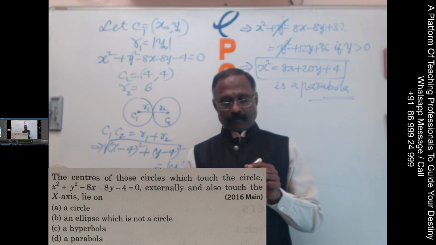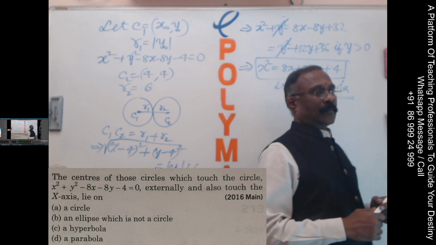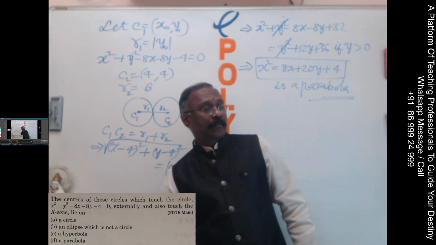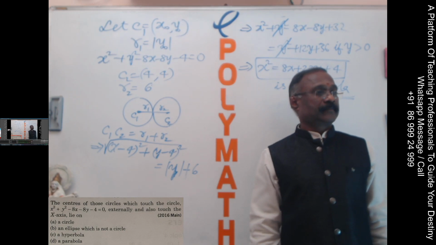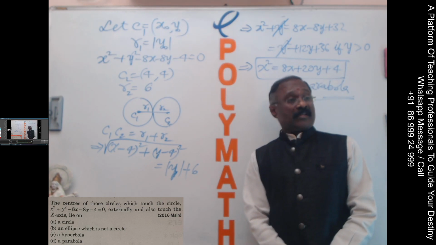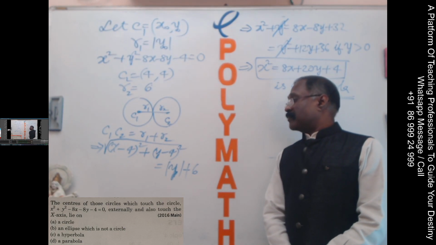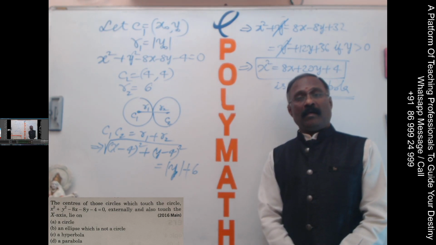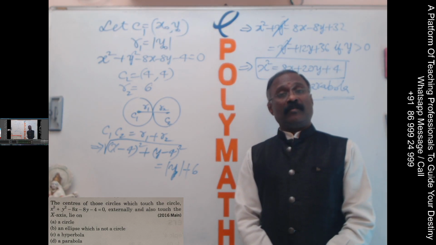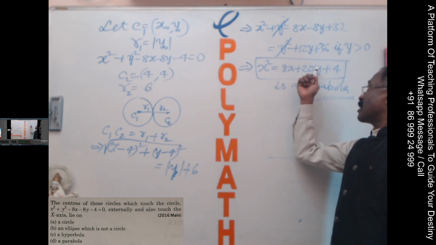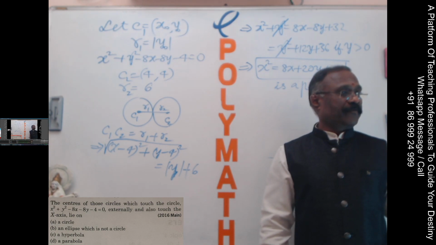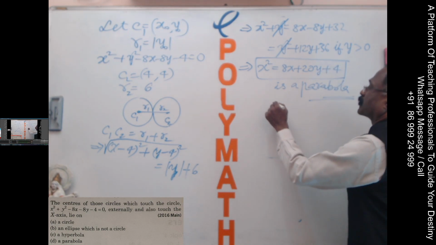Just check the method. It is very much similar to the previous question only. I'm sorry, I did not observe this. What is that? Distance between the centers is equal to sum of the radii. We apply that, and whatever the final equation we have got is in the form of x square is equal to y, y power is 1, x power is 2, and hence it becomes a parabola. So the option for that one is option D, please.